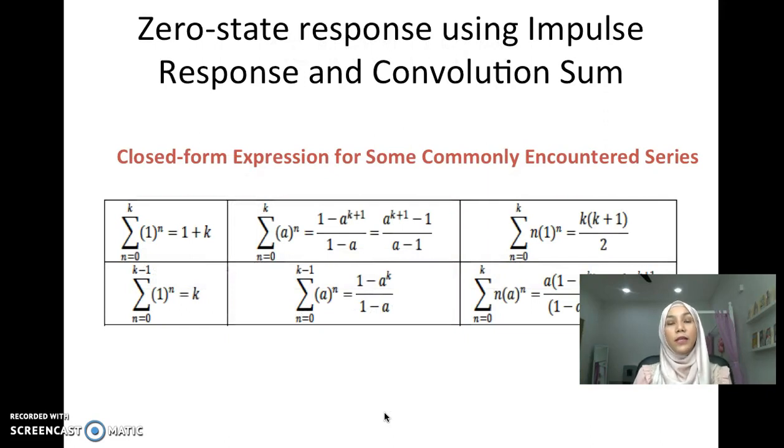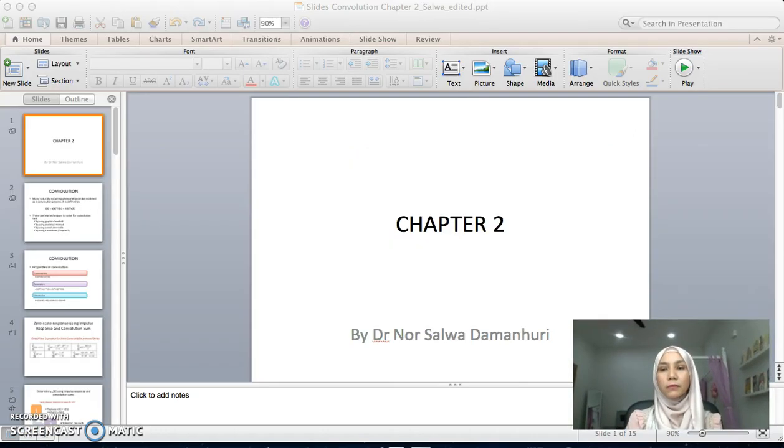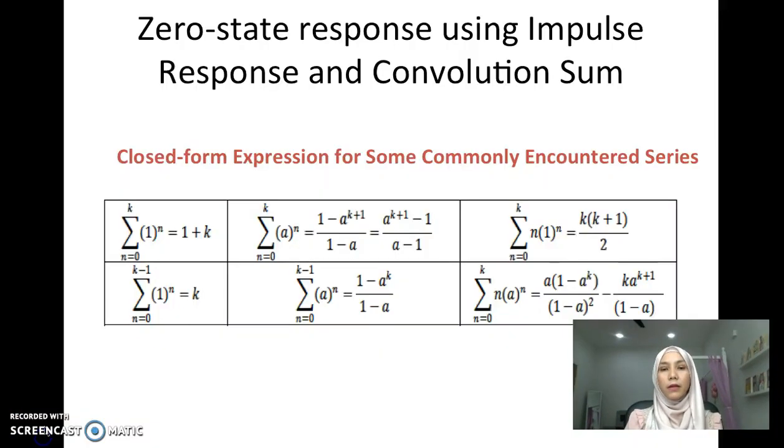So we can find the zero state response by using the impulse response and convolution sum. In order to find the zero state response, we need to use the closed form expression for some commonly encountered series. So this is the table that you need to refer to when you need to solve for the zero state response using the convolution sum.